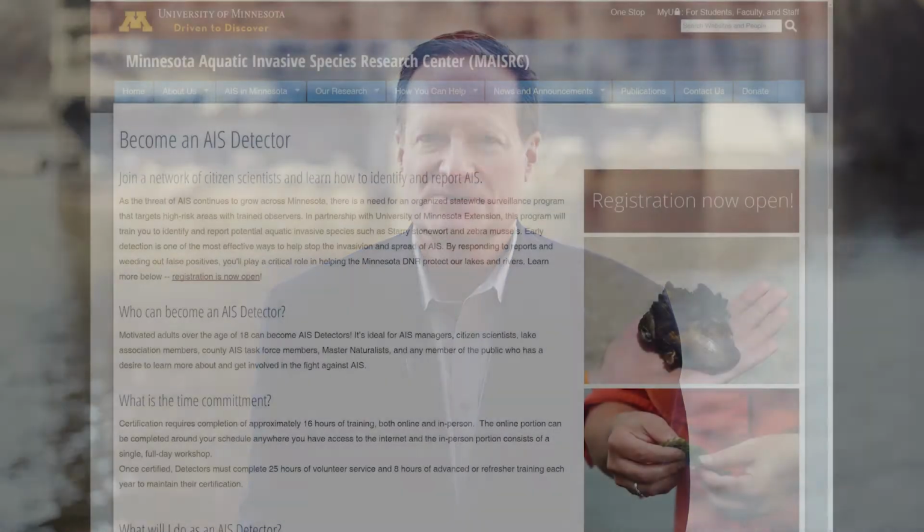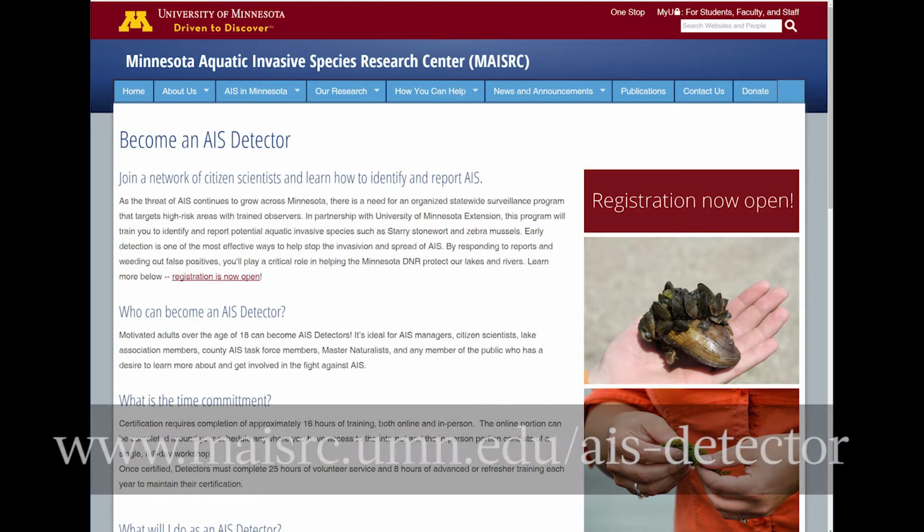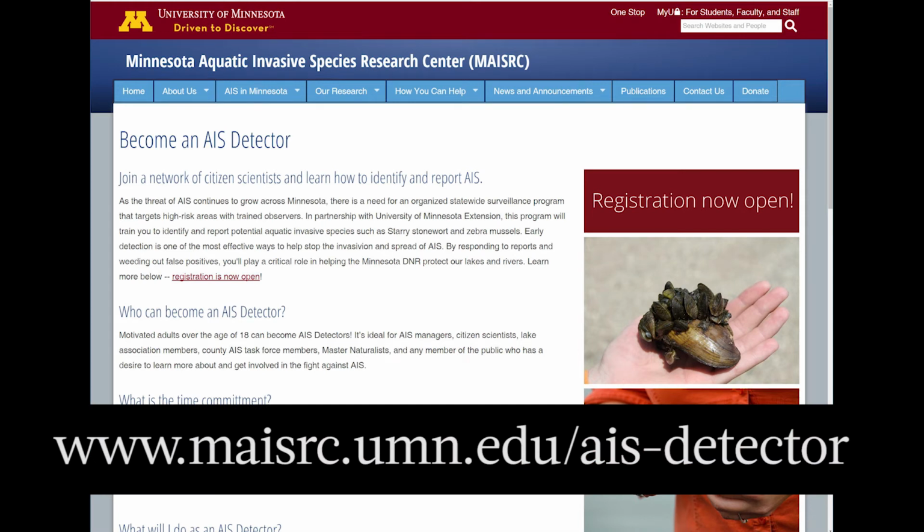Registration is now open for aquatic invasive species detectors across Minnesota. Those interested in helping combat aquatic invasive species should visit www.mais.umn.edu/AIS-detector. Now more on the detector program with Minnesota Aquatic Invasive Species Research Center's Extension Educator, Megan Weber.